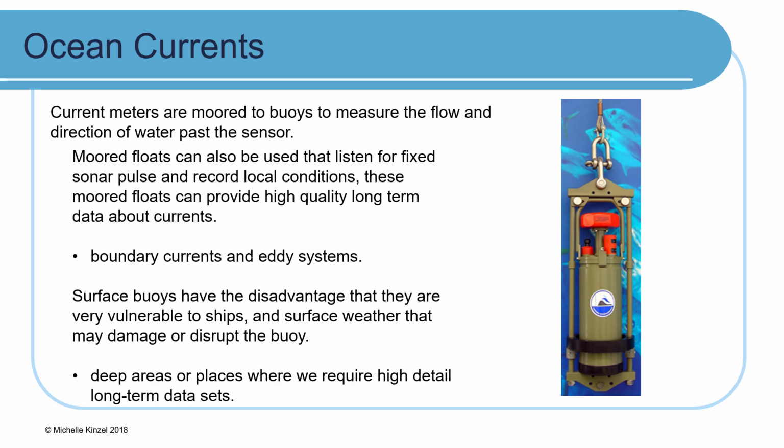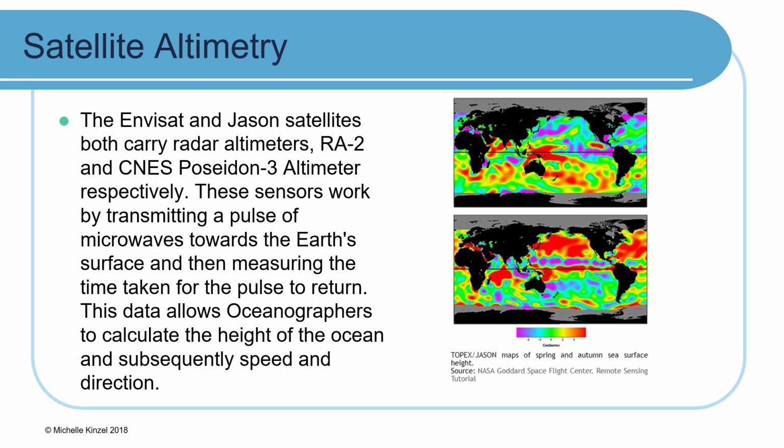Here's an example of satellite altimetry, and this is the Envisat and Jason satellites with the CNES Poseidon-3 altimeter and RA2. And so they work by transmitting a pulse of microwaves toward the Earth's surface and then measuring the time it takes for the pulse to return. And this data allows us to get maps of the ocean height and also speed and direction of currents. So here are 2 maps showing spring and autumn sea surface heights and the variations.